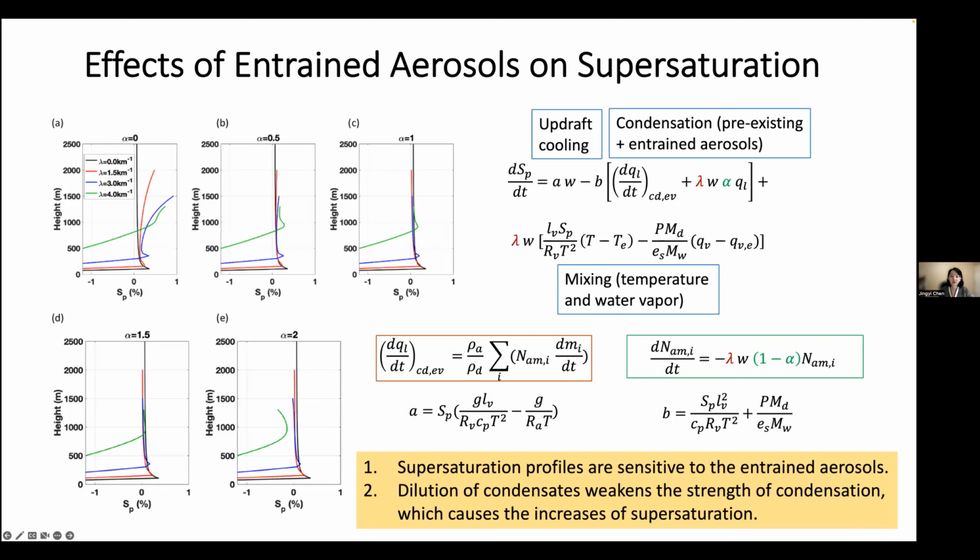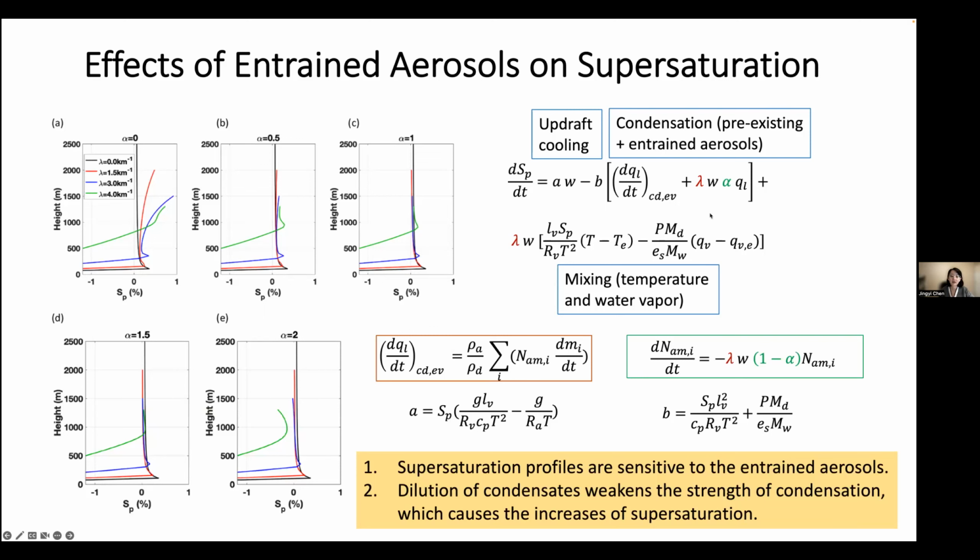In the second term, we have two terms in the bracket. The first one is the condensation on the pre-existing particles from the cloud base. This one is similar to the adiabatic model, and the expression for this term is shown in the orange box here. It is related to the growth rate of each particle bin and the total number concentration for the particle bins.